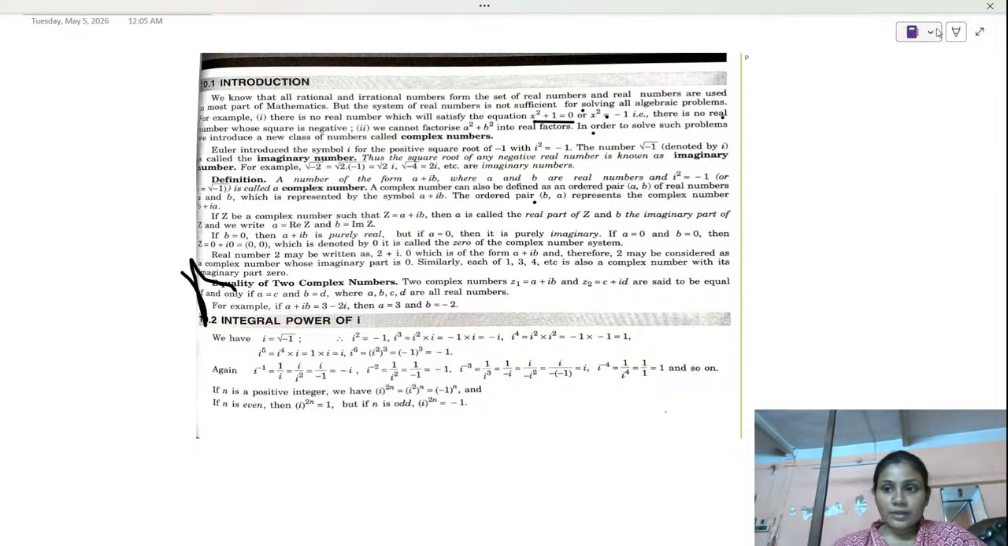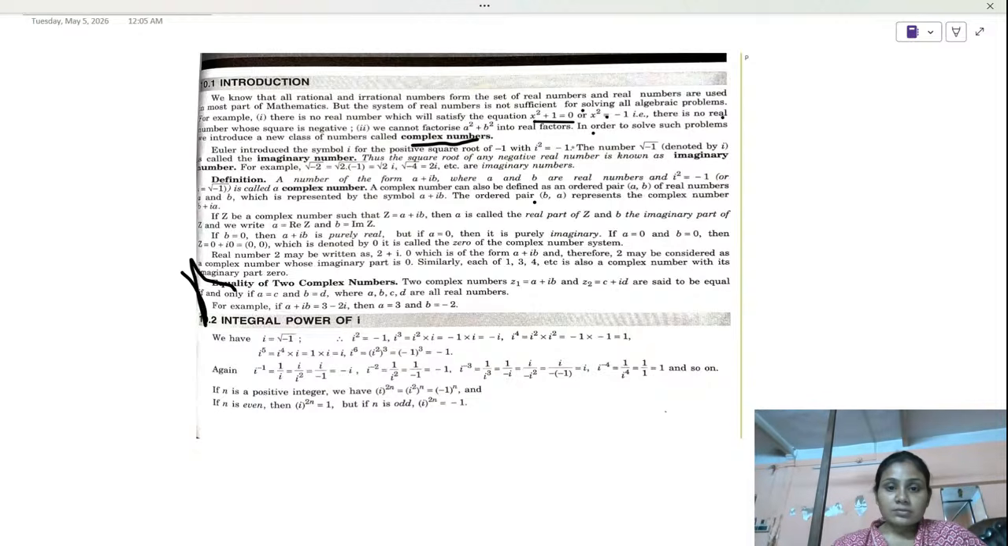So for that, what do we have to do? You can't find out the value of the square root of minus 1. So there will be a problem to solve this equation. So for that, we introduce a class of numbers, that is complex numbers.